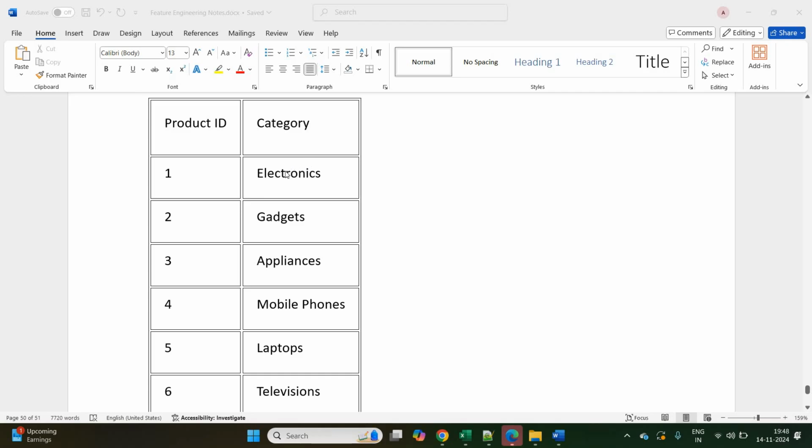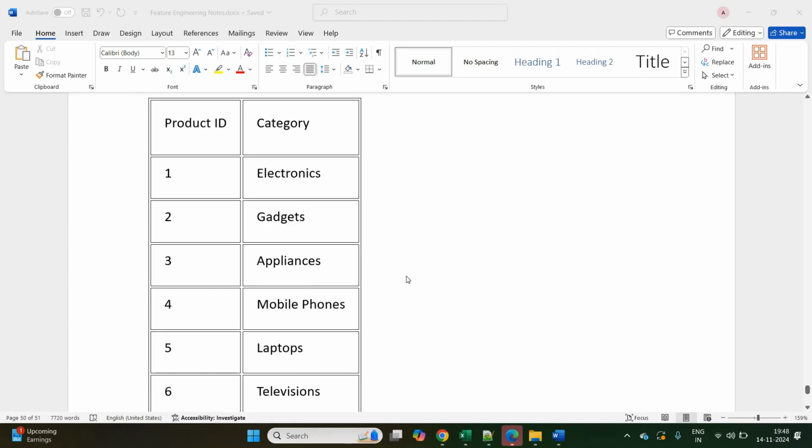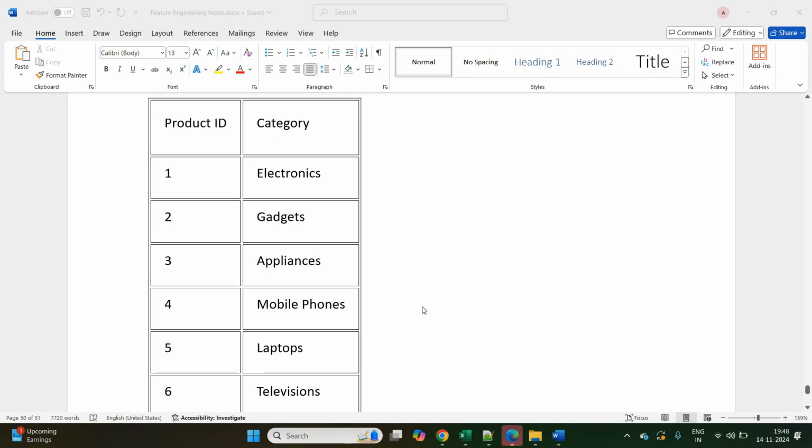If you see, these are the different categories. You can see that these are different values, electronics, gadgets. None of them are getting repeated, right? But if you have this many categories and you go with one hot encoding, you will create six new columns, because you will create a 6 by 6 identity matrix.